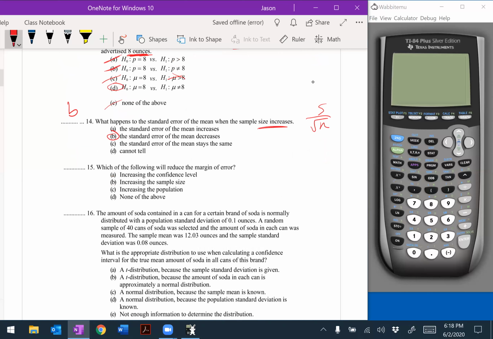Okay, increasing the population. Okay, let's look at a margin of error here. Let's look at maybe x bar plus or minus t star times s over the square root of n. What's your margin of error? It's this here. This whole thing is your standard error. This is your margin of error, right? And we talked about margin of errors when we talked about confidence intervals.